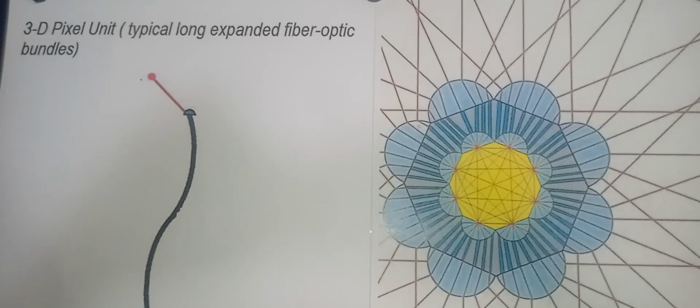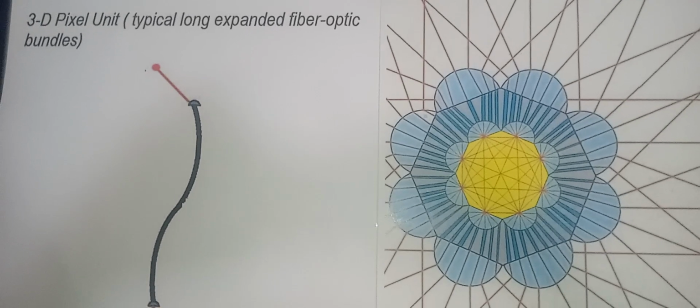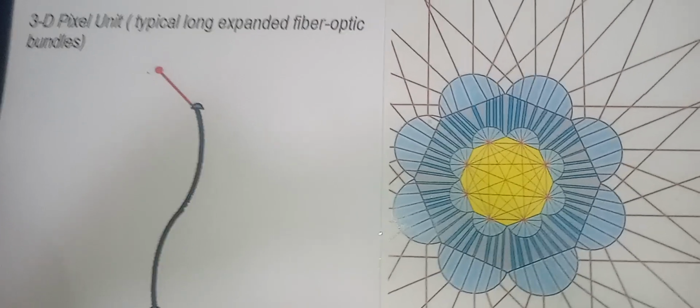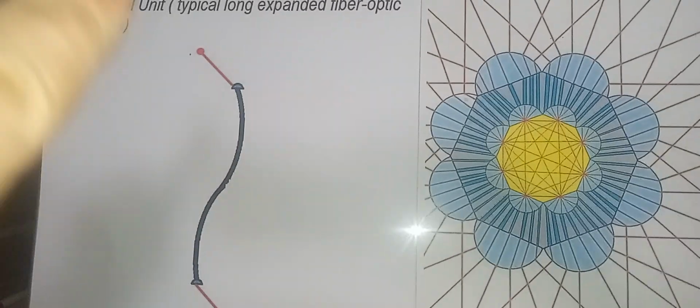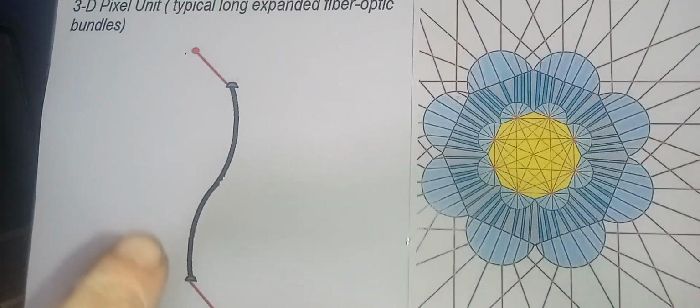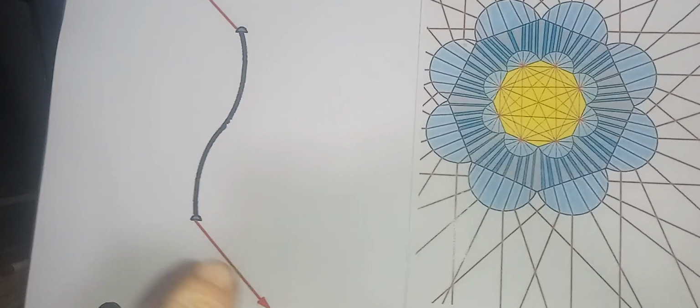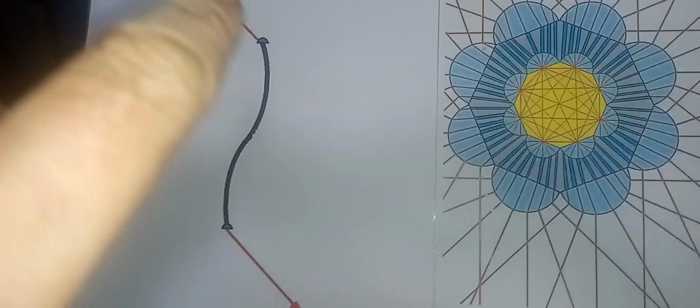I believe I can explain what I've said in the past couple videos a lot more simply. A three-dimensional pixel unit, a two-way 3D pixel unit, going both ways, light going in, coming out, light going in, coming out.